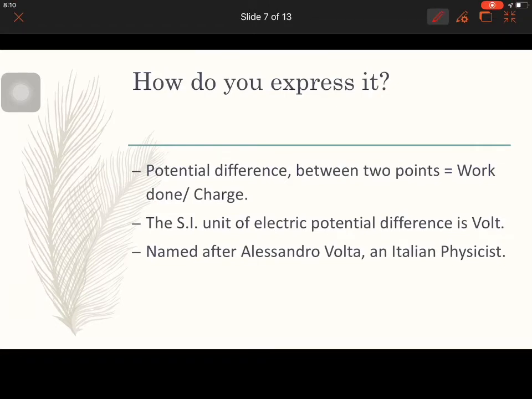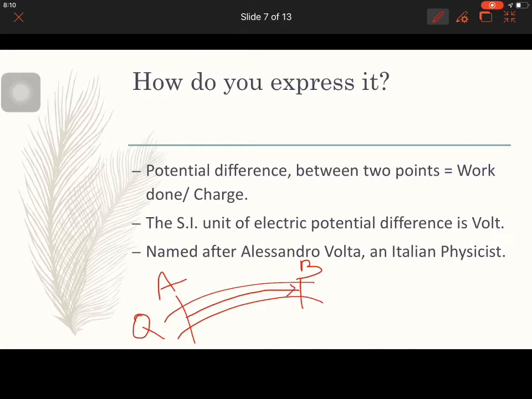To express potential difference, we basically take 2 points in a conductor. Let this be point A and this be point B. So potential difference is basically the work done in bringing a charge Q from point A to point B. Mathematically, potential difference between 2 points is the work done per unit charge.